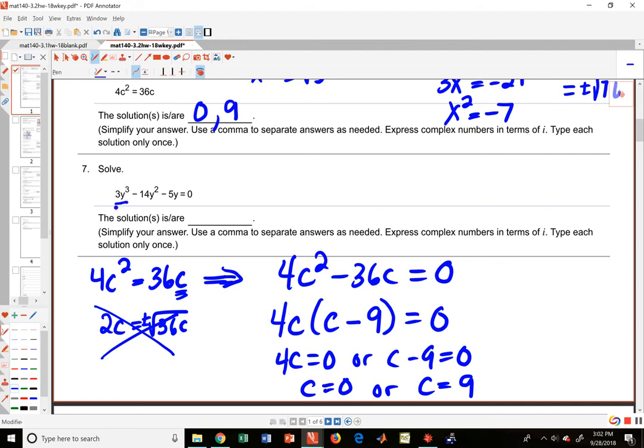Now this one is a cubic, but you can see there's a y in common in all of the terms. So the thing we want to do is factor, if we can, as much as possible before we use the zero product property. The zero product property requires we have products. And we can't use the square root method because you can't isolate a constant on the right. So pulling out a y is the right idea. That leaves a 3y squared behind, a minus 14y, and a minus 5.